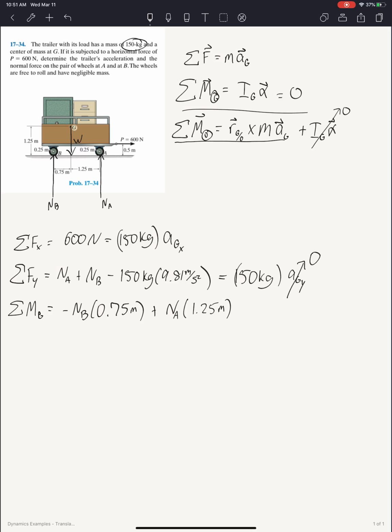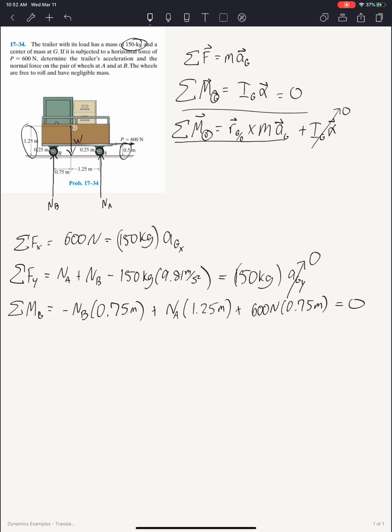Then we have P, which is, let's see, there's 1.25 from G to the ground and 0.5 from the ground up to P, so there's 0.75. It's also creating counterclockwise rotation. So 600 newtons times 0.75 meters. And that's all equal to 0.